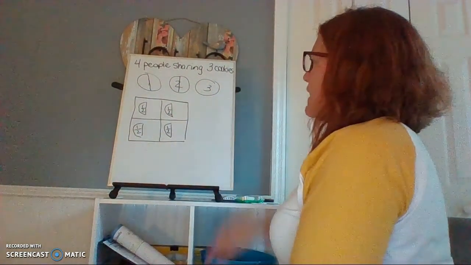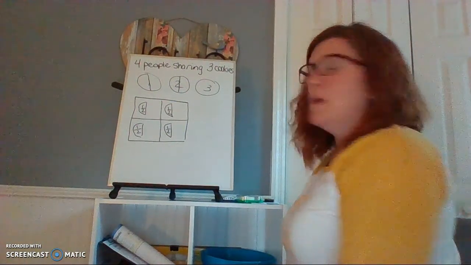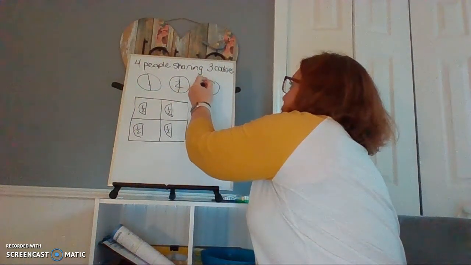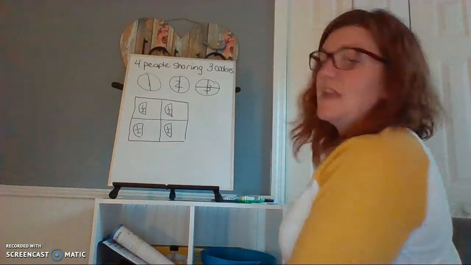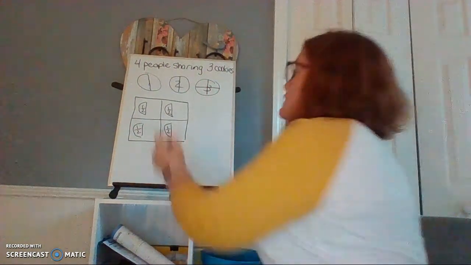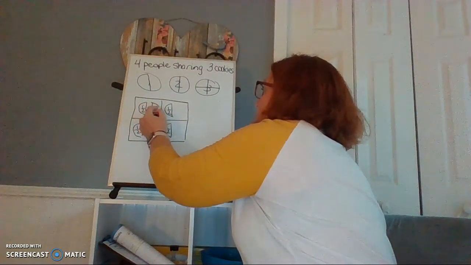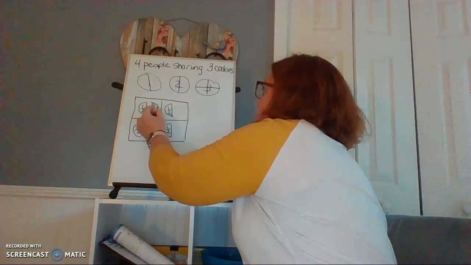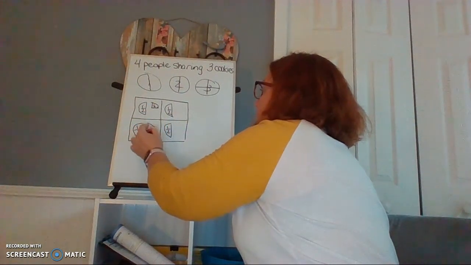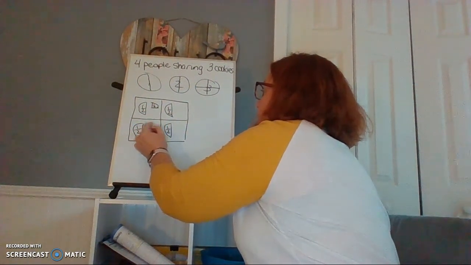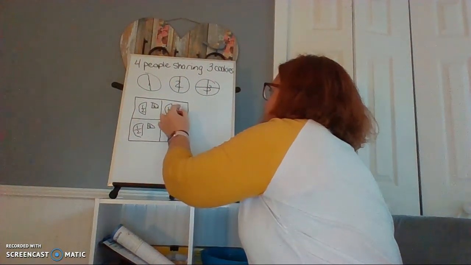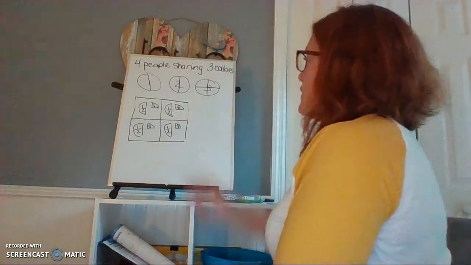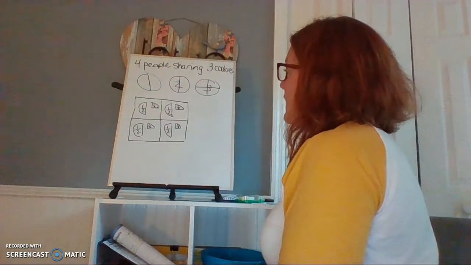Now this last cookie, what would we have to do? Well, since we're sharing it among 4 people, we would want to split it into fourths. So then you would draw a fourth. Okay, sorry, I'm going a little slow. So they'd each get a half and they each get a fourth.